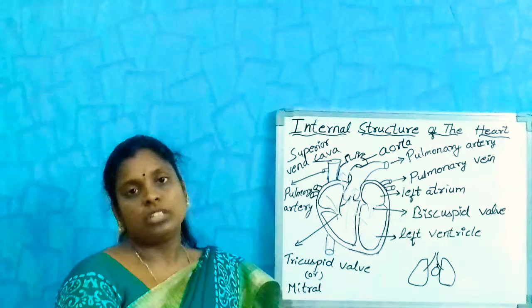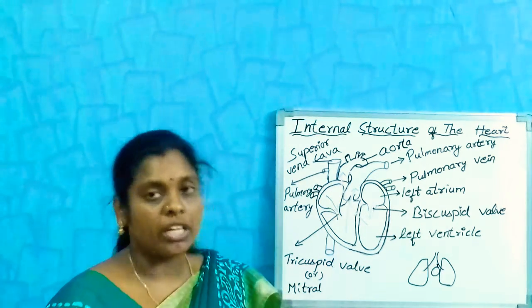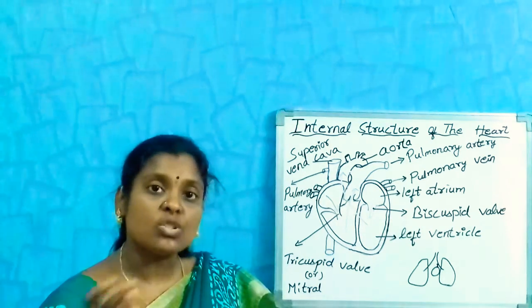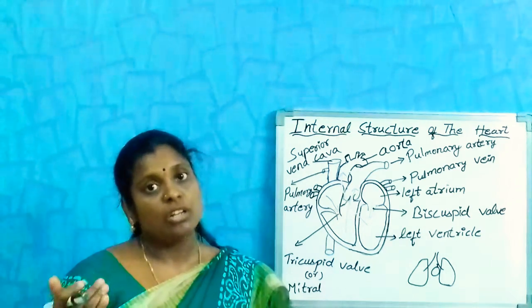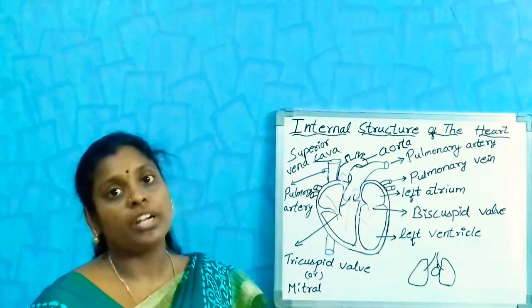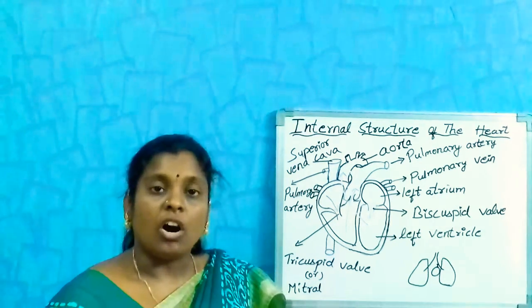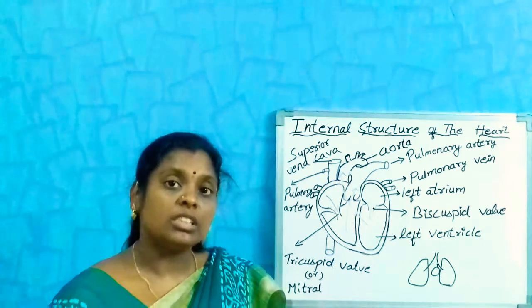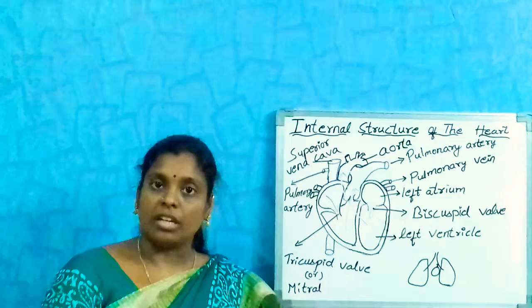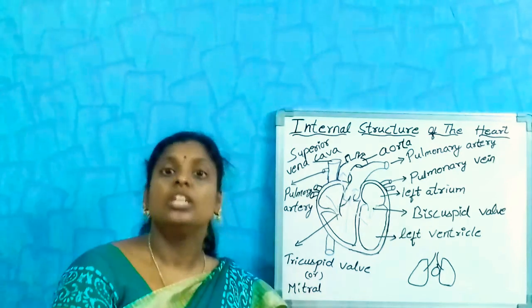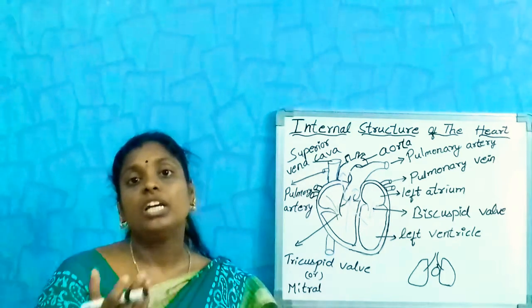it consists of two membranes called the pericardial membrane, and these two membranes are filled with a fluid called pericardial fluid. This fluid protects the heart from sudden jerks or accidents, along with the rib cage. Here not only the rib cage, but this pericardial membrane and fluid also protect the heart from injuries.